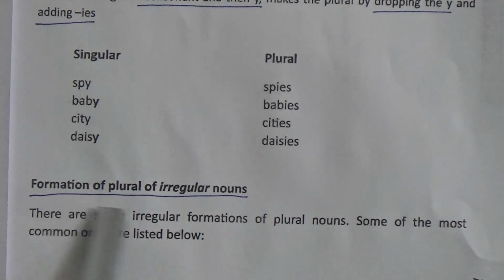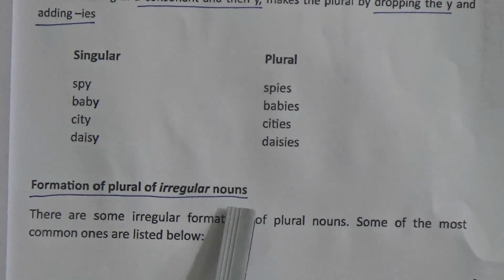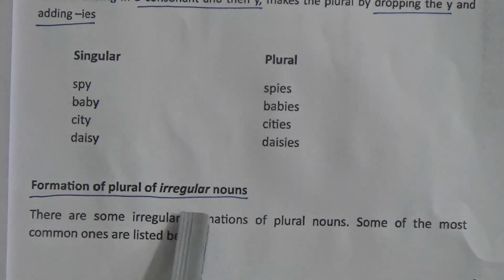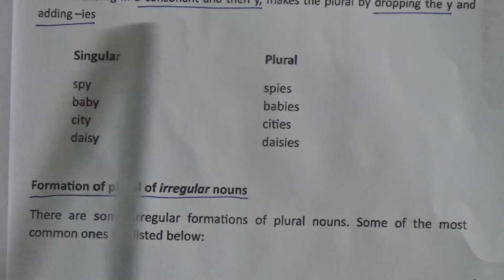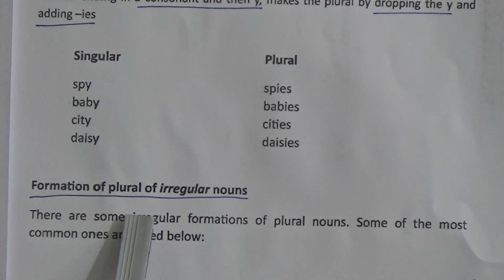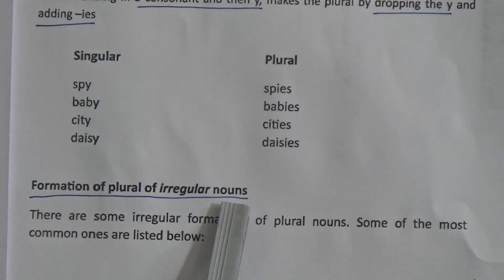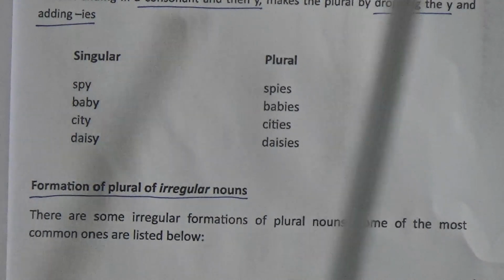Next, formation of plural of irregular nouns. There are some nouns which don't take any specific form like this. Those are called irregular nouns when we make the plural of them. Look at the list on the next page.